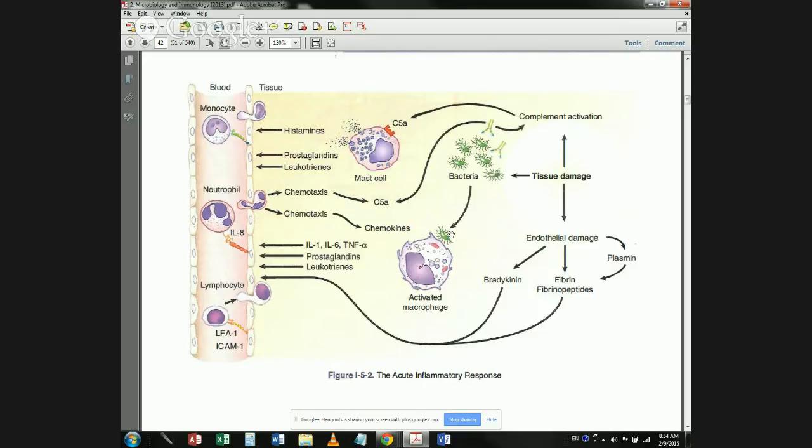Bacteria is also binding to macrophages, which will chew it up and present it, right? And then at the same time, there's endothelial damage, which produces bradykinin, fibrin, fibrinopeptides, and plasmin. And both of these are acting on the endothelium, along with leukotrienes, prostaglandins, IL-1, 6, TNF-alpha. This is probably coming from the macrophage.